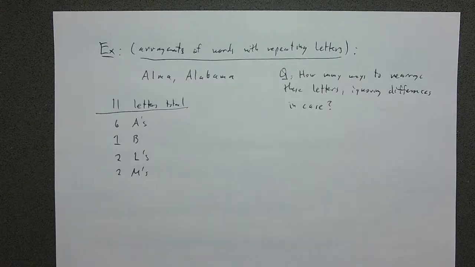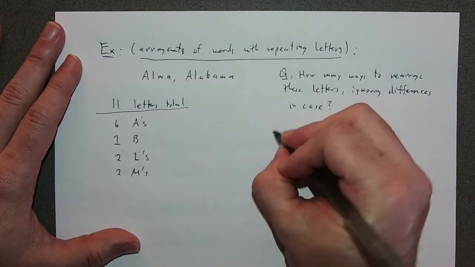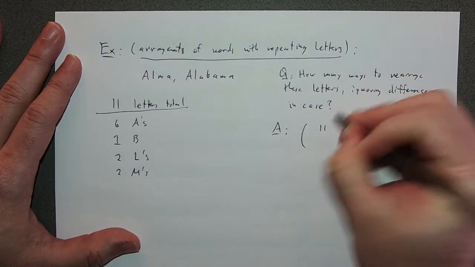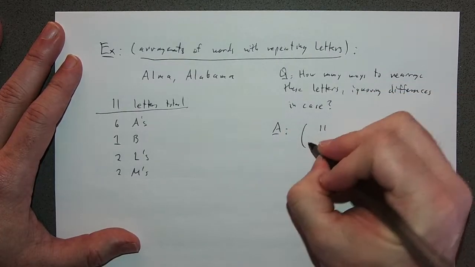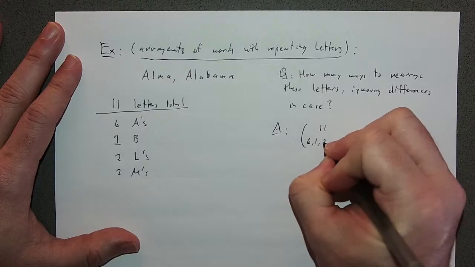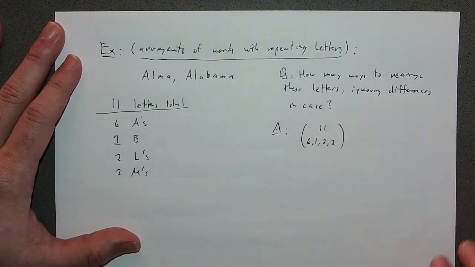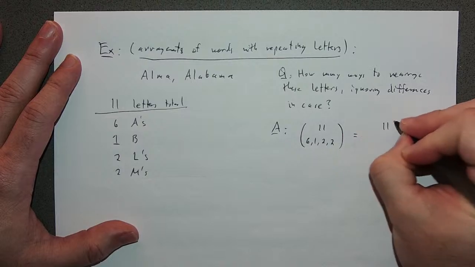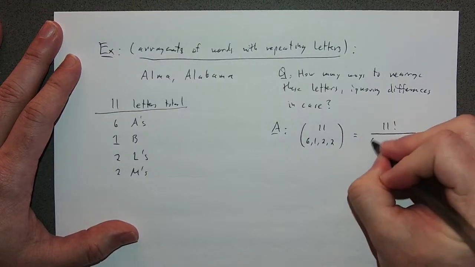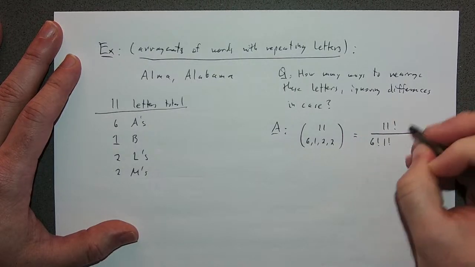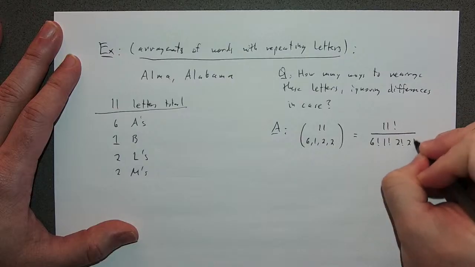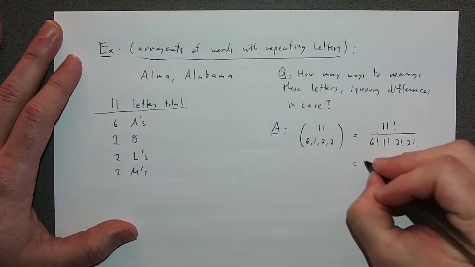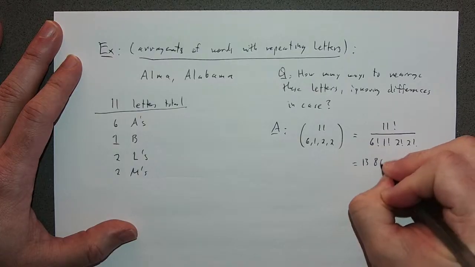Okay, and so the answer to this is the multinomial coefficient 11 choose 6, 1, 2, 2, which is 11 factorial over 6 factorial, 1 factorial, 2 factorial, 2 factorial, which is 13,860.